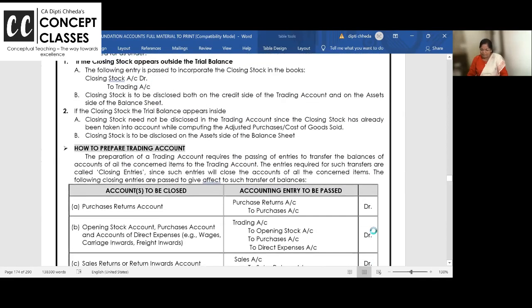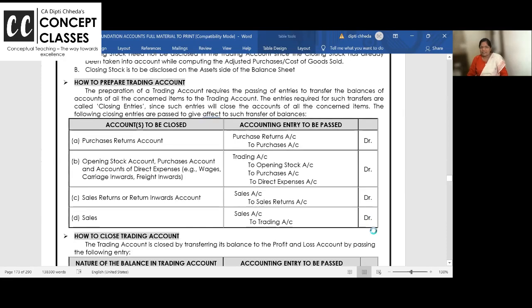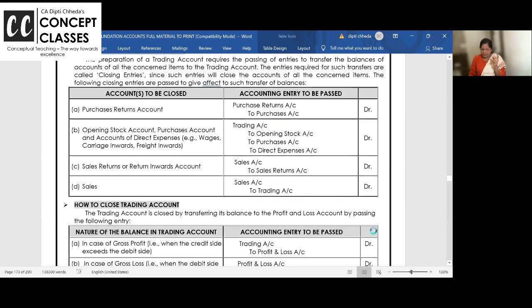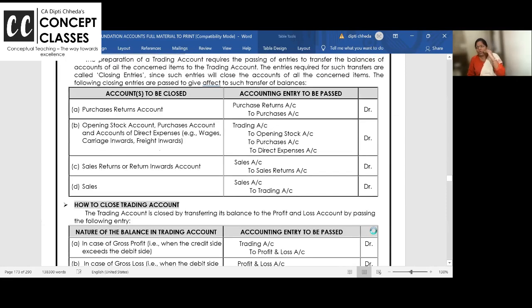But in this, many times journal entries are also asked. Like what is the nature of purchase? Debit. What is the nature of purchase return? Credit. So purchase return has to be debited while closing. Close the purchase return and credit it in the purchase. Then only we will minus, no? Like this, opening stock, purchase, all: how you open the accounts, all debit, they are all having debit balance. So now you credit it and transfer to trading account.